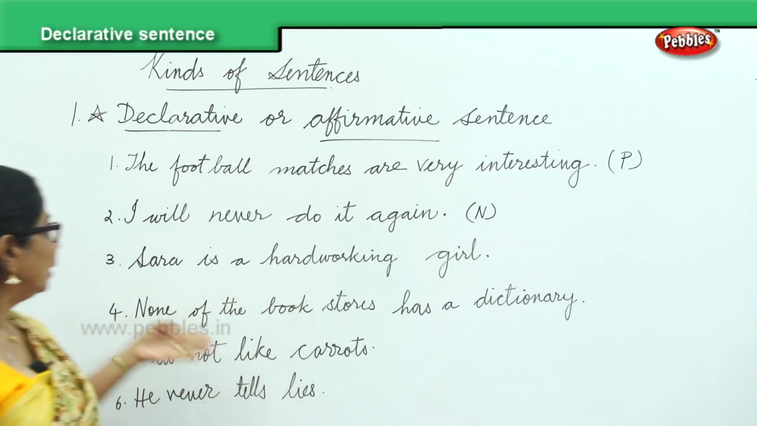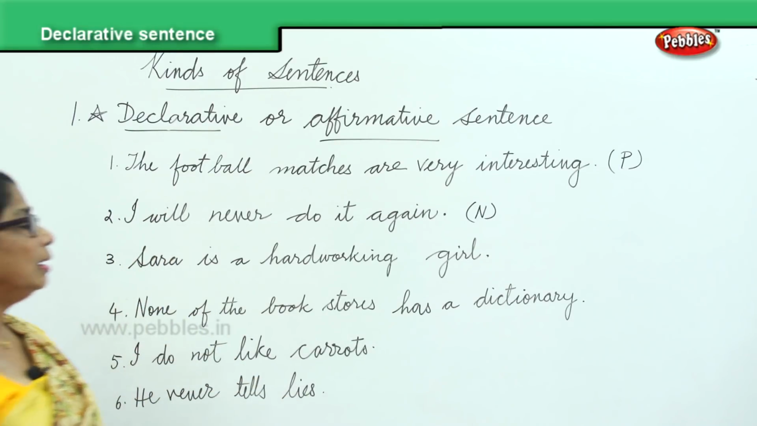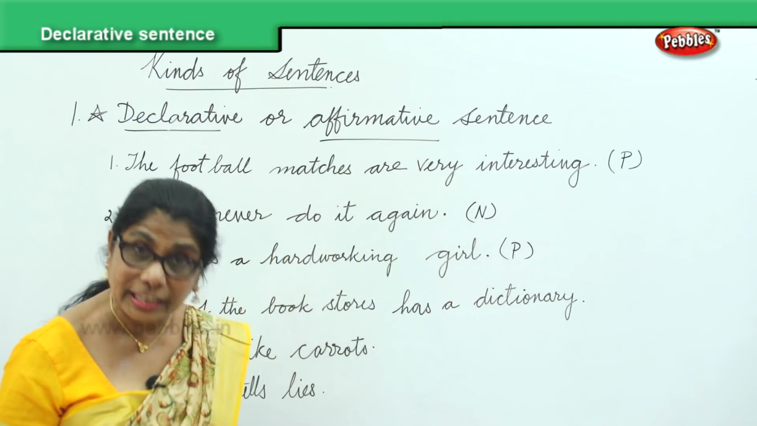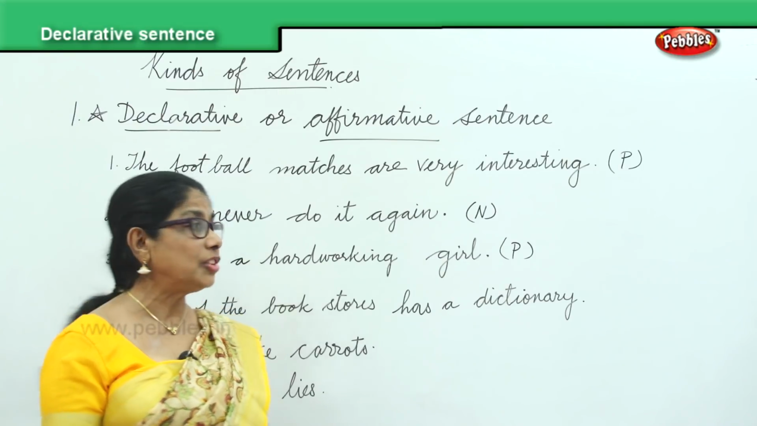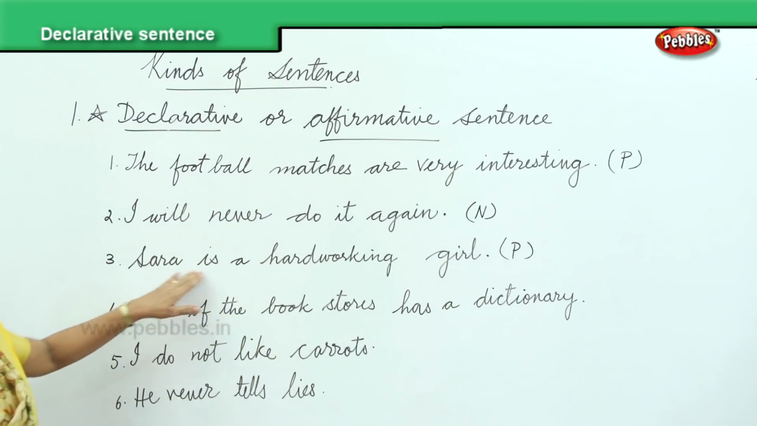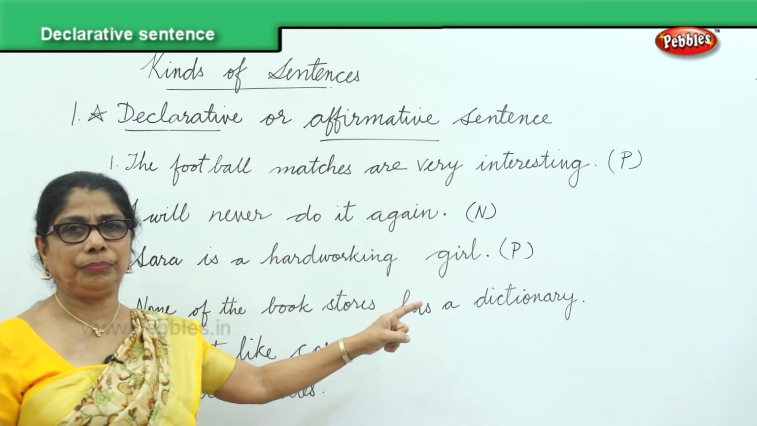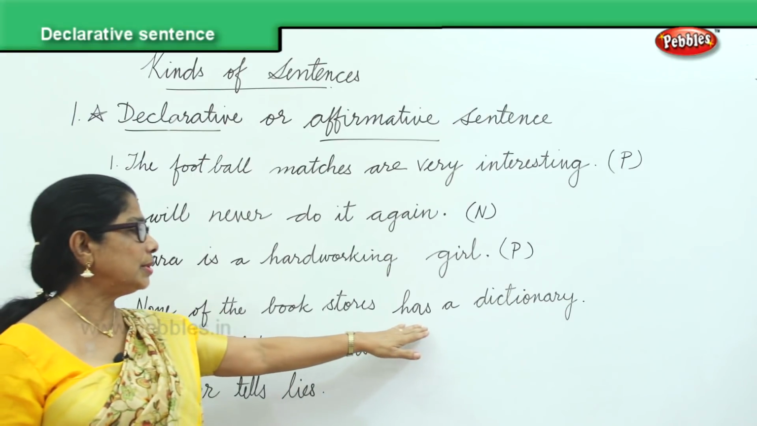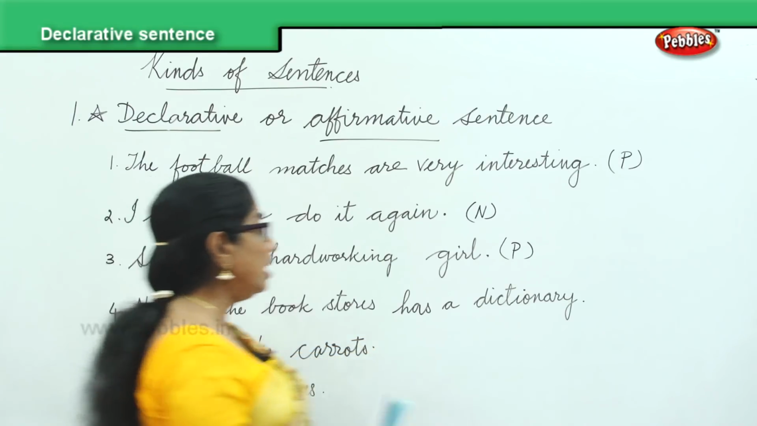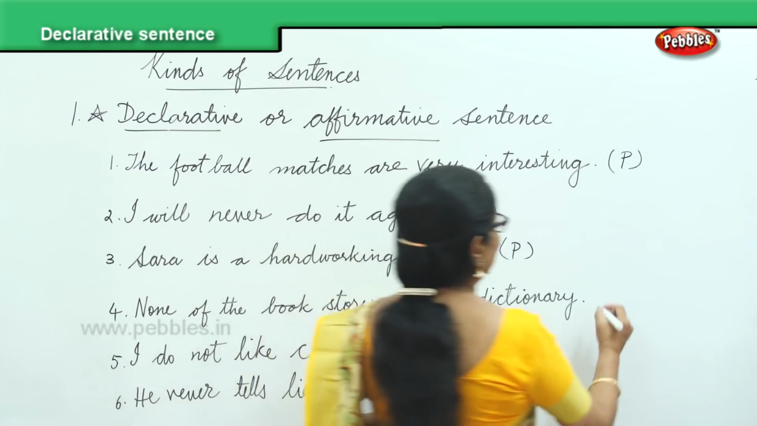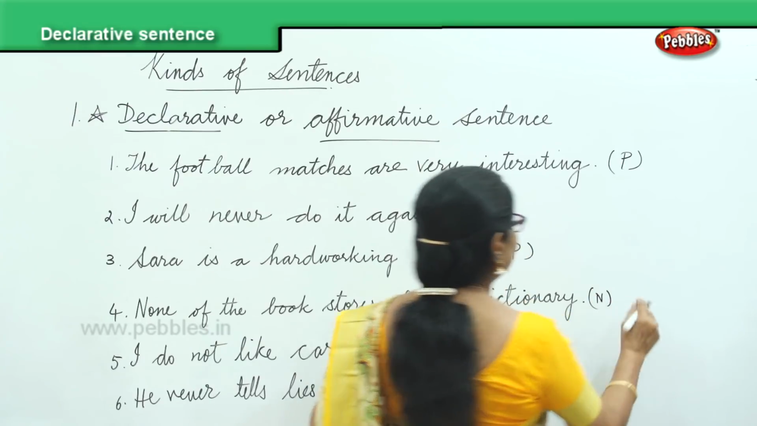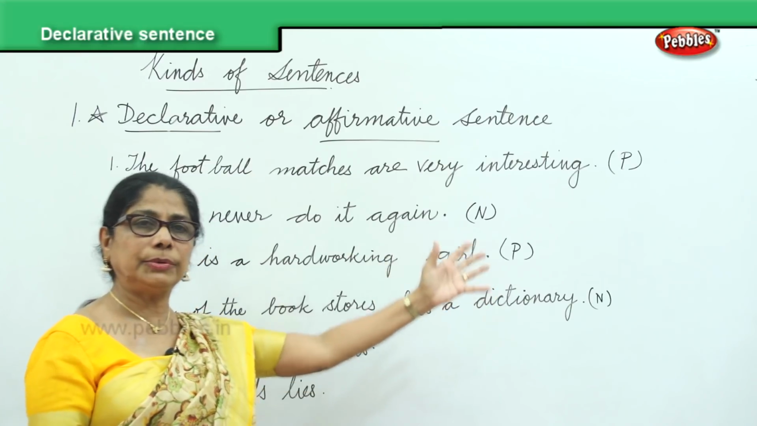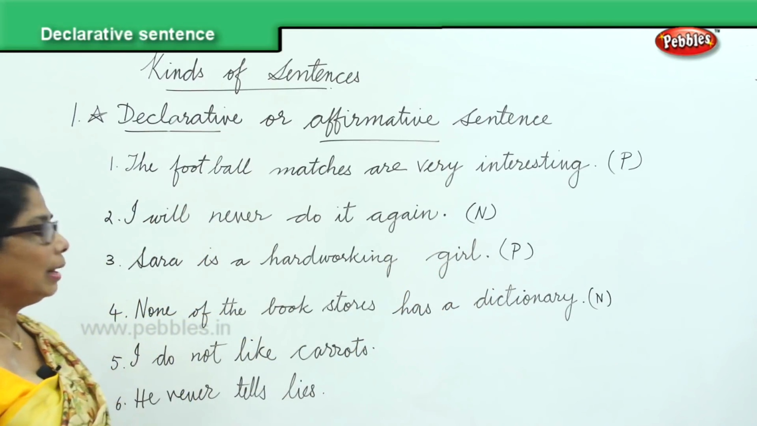Now, Sarah is a hard working girl, and that's a positive, declarative, affirmative, assertive sentence. Can we change that sentence into negative? Sarah is not a hard working girl. Then it becomes a negative. None of the bookstores has a dictionary. That is negative. Can we change it to positive? All the bookstores have dictionaries.